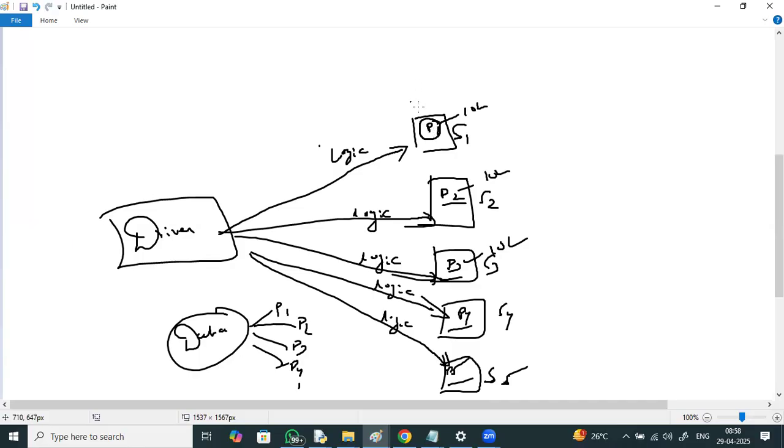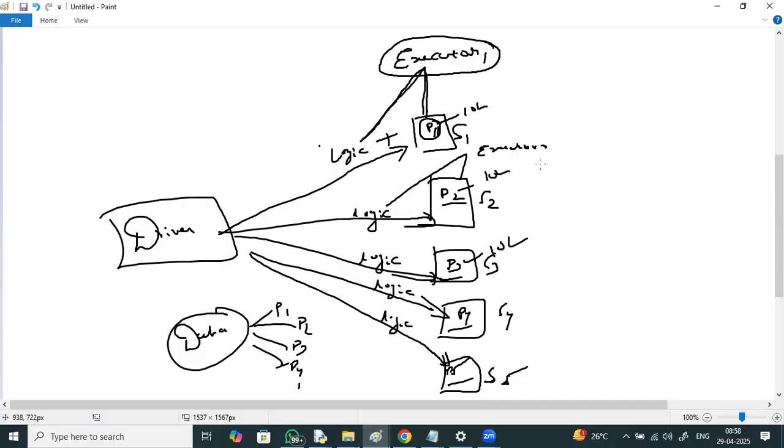Execution of this partition plus logic is taken care of by another process called an executor. Understand carefully: execution of this partition data along with the logic provided is taken care of by another process called an executor. For this one also, executor 2. The logic for this partition, executor 3. The logic by executor 4.